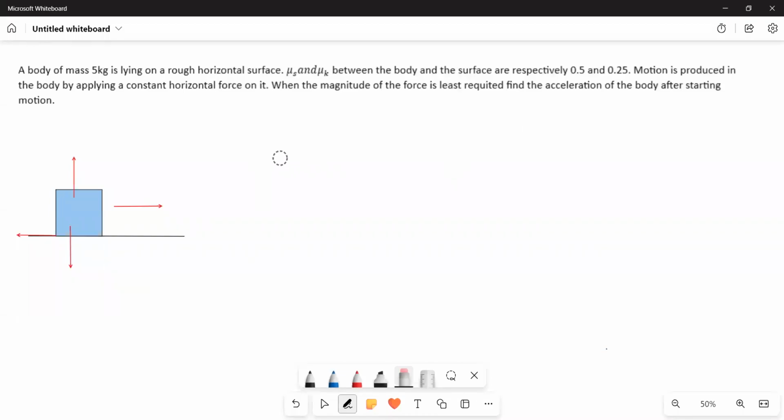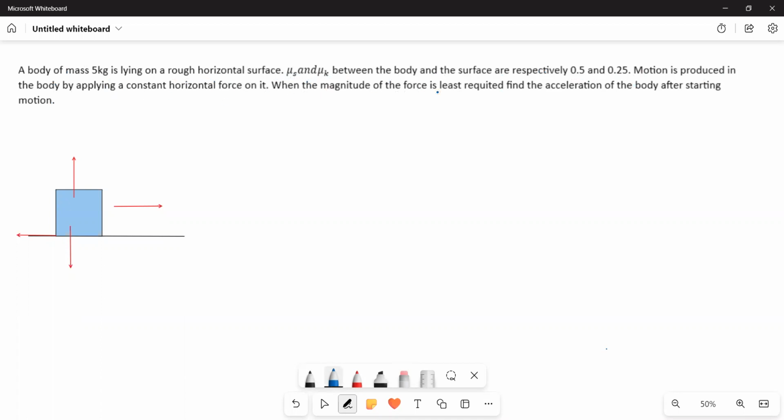This is an interesting problem in friction. Let us do the problem. A body of mass 5 kilograms is lying on a rough horizontal surface. Coefficient of static friction and coefficient of kinetic friction, μs and μk, between the body and the surface are respectively 0.5 and 0.25. Motion is produced in the body by applying a constant horizontal force on it.